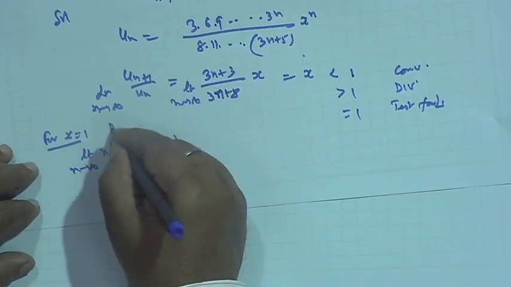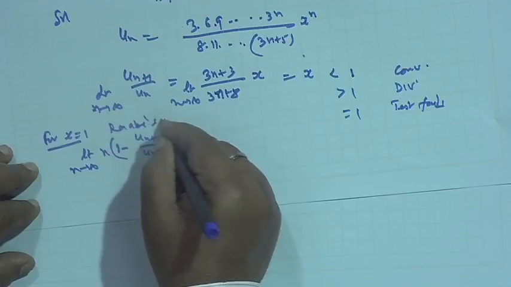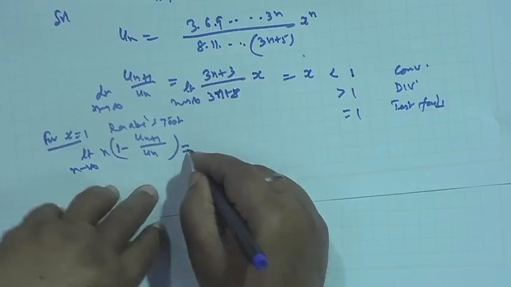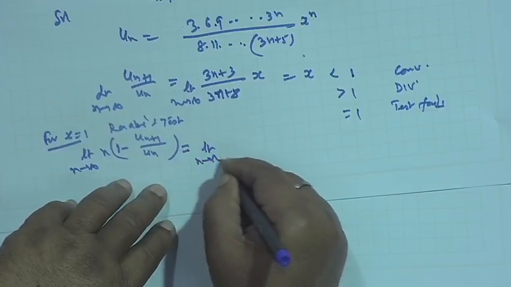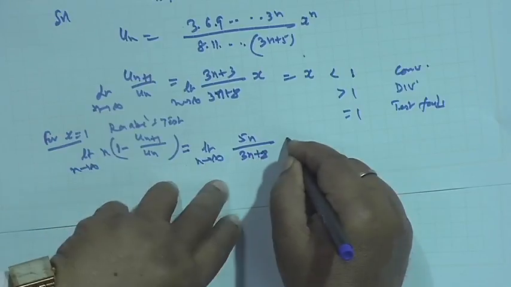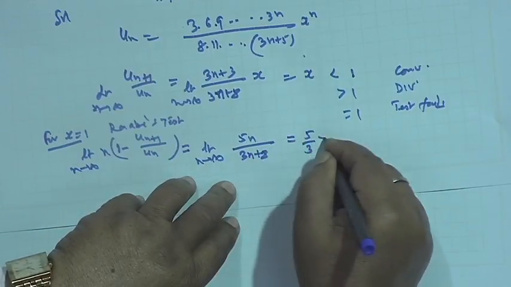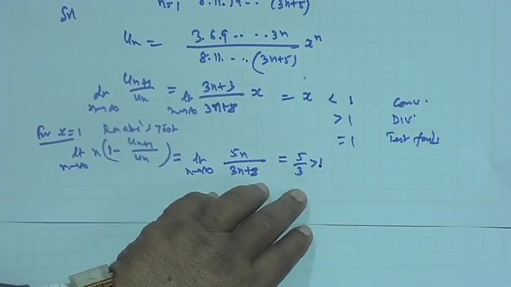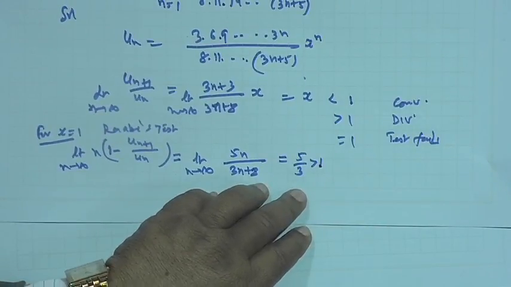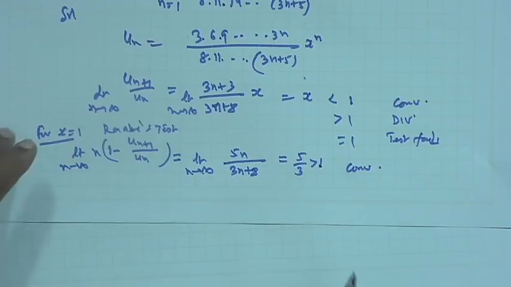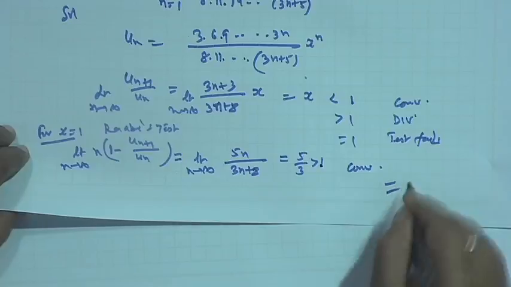So, we apply Raabe's test for x equal to 1, and this limit is nothing but the limit as n tends to infinity of 5n over 3n plus 8, and that value comes out to be greater than 1. Therefore, Raabe's test says the series converges for x equal to 1. So, this is convergent for x equal to 1, hence the result. Okay. Thank you.